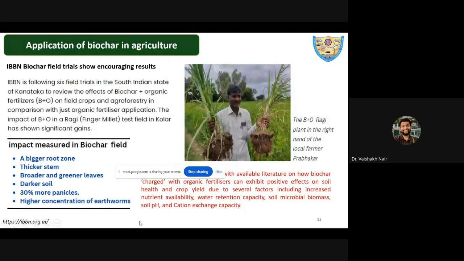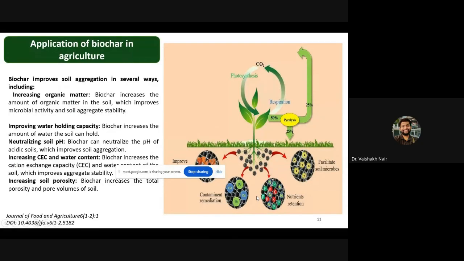Then comes biochar. I'll go back. Biochar increases the cation exchange capacity and water content of the soil, which improves aggregate stability. Now, when we say aggregate, what happens is that when biochar goes into the soil, the soil particles form over it, and they form aggregates. When these form as aggregates, they form a very porous-like structure, so the soil structure becomes much more porous overall. So this helps in better air movement, better water movement, and that is where soil porosity comes into the picture.